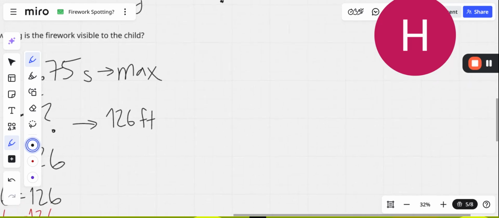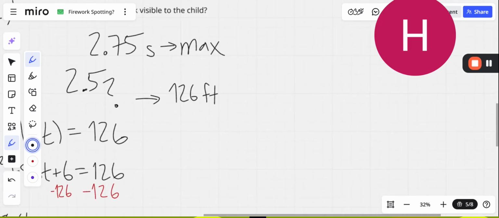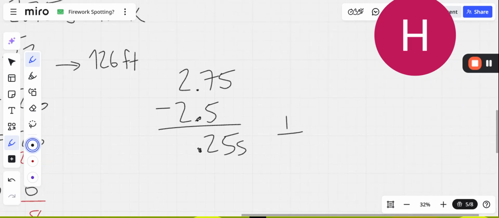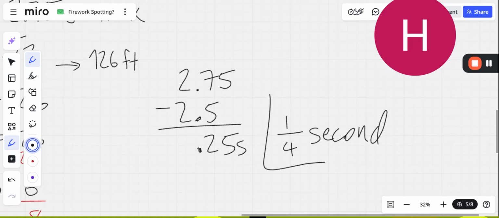I didn't know that would be the case, but when you get experience with math, you get a sense for this kind of thing. So 2.75 seconds, which is when it reaches the peak, minus 2.5 seconds when it reaches the kid's line of visibility at his window. That leaves us with 0.25 seconds, or if you want to call it 1/4 of a second. That's how long this kid has as soon as he sees that window.